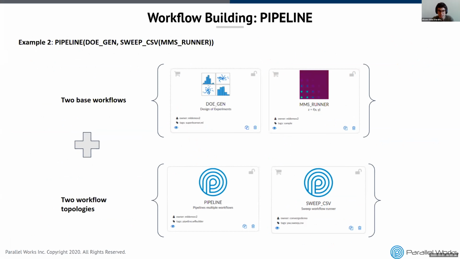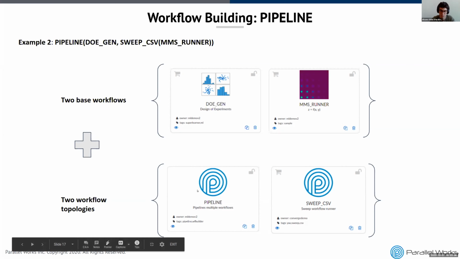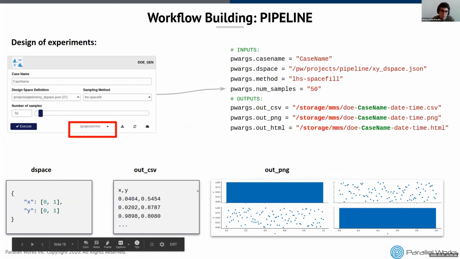Okay, so in the second example, I'm going to make it a bit more complicated. Here, I'm going to run again the Swift CSV around the MMS runner, but instead of passing it the input CSV file directly, I am going to pass it from our design of experiment workflows, and I'm going to connect the design of experiment workflow to the Swift CSV workflow using the pipeline workflow.